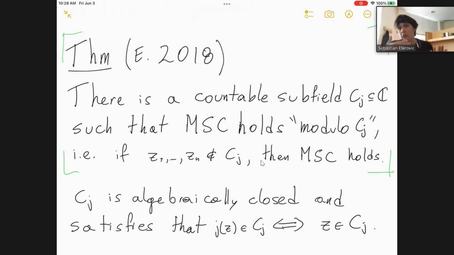So one thing that we could try to do now is play with the field of definition of the variety V, so that you are outside of Cj, and then we can get modular Schanuel to work.